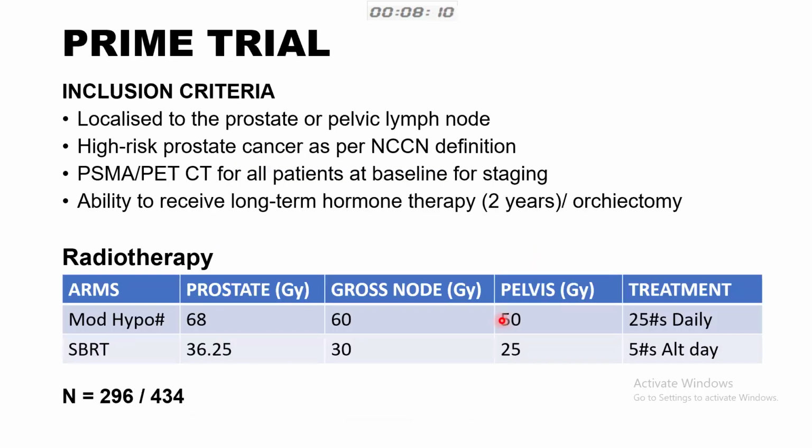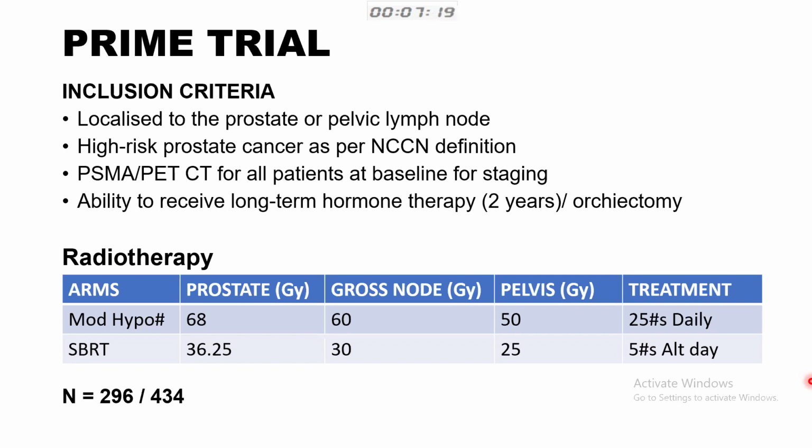Now, coming to the PRIME trial, which included patients with localized prostate cancer or having pelvic lymph nodes. All patients were staged by PSMA PET CT, and the patients had ADT for around 2 years or had orchidectomy. The radiotherapy in the moderate hypofractionation arm was 68 Gray in 25 fractions, and SBRT was 36.2 Gray in 5 fractions. If there was a gross node, then 60 Gray in 25 fractions in the moderate hypofractionation arm and 30 Gray in 5 fractions in the extreme hypofractionation arm, along with prophylactic nodal irradiation to the pelvis.